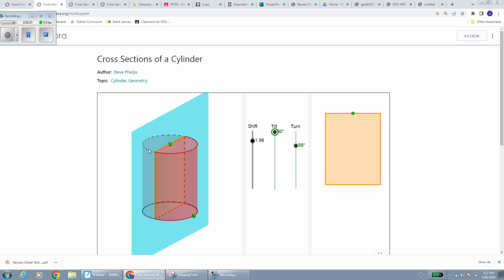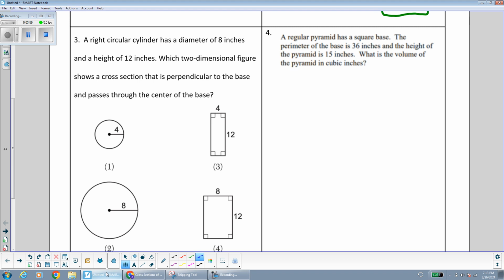If it was parallel to the base, it would be a circle. But since it's perpendicular to the base, it's a rectangle. And notice how, since the diameter was 8, the diameter is the whole side of the cross section. So we're looking for the rectangle that has a side of 8 and a side of 12, which is the height of the cylinder and also the side of the rectangle. So we're looking for 8 and 12. And that brings us to answer choice number 4.